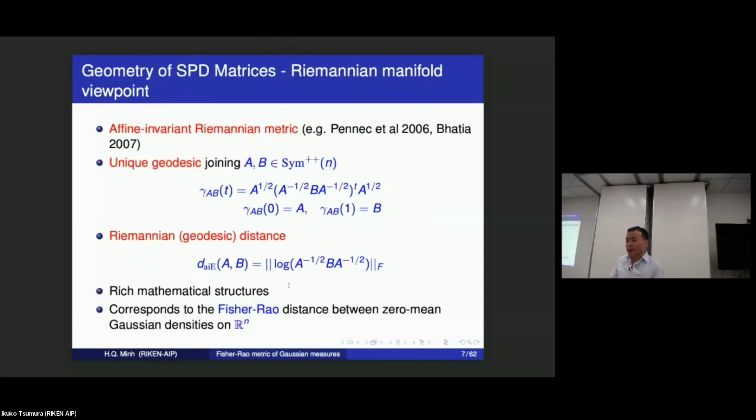This has been studied extensively. I'm just listing some of the recent references here, but it's actually very old. It was studied independently from the statistical setting, at least as far back as the 1940s. It's called the affine invariant Riemannian metric, and it has a lot of applications. For this metric, we have a unique geodesic joining any two matrices A and B, it has a closed form formula, and the geodesic distance has a closed form formula. This corresponds to the Fisher-Rao distance between zero mean Gaussian densities on Rn.